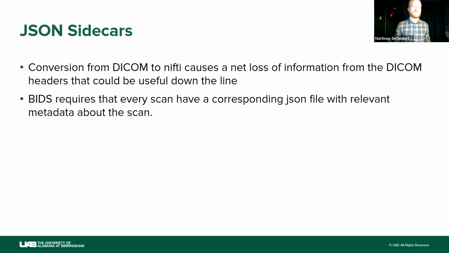So a JSON file, if you haven't opened one up before or know what that is, it's a JavaScript Object Notation file. Basically, it's just a series of key value pairs that are organized in a specific way that give you all of the information that you could need about the NIfTI file. All right, JSON files are very common pretty much everywhere, but they're used to particularly good effect here in BIDS. BIDS requires that every scan have a corresponding JSON file with relevant metadata.